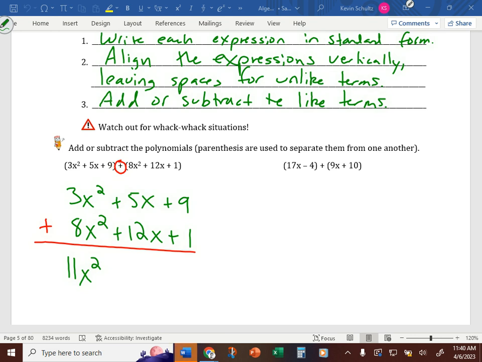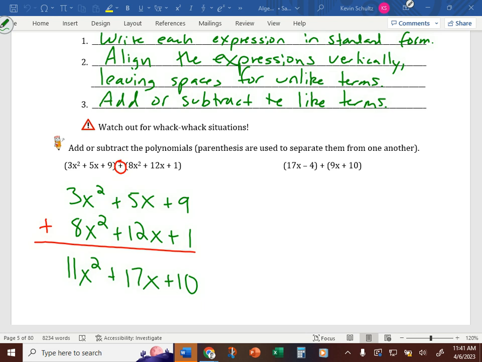Our next step, we have 5x. We add 12x. How many do we have in all? 17. 5 plus 12 is 17. And then we have 9. We add 1. We have 10. And there is our answer. Okay? We can't combine any of these terms with each other because the powers aren't the same. We have no equal sign, so we're not trying to solve for x here. It's written in the standard form. We're done.